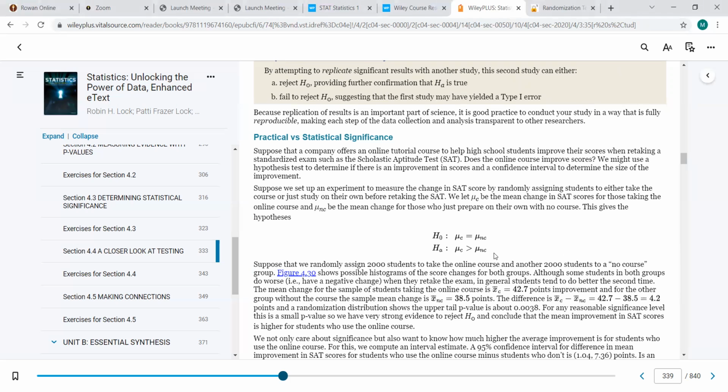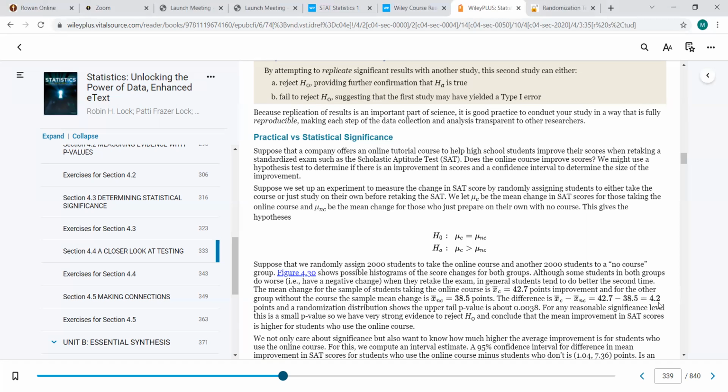Now, let's say you do a sample, people who took the course, people who did not take the course, and you see that for people who took the course and repeated taking the SATs, they got a 42.7 point increase in their score on average. Suppose for people who did not take the course and repeated the SATs, they got a 38.5 point increase. So how much better did the course on average do than not taking the course in terms of improving your SAT scores? Only a 4.2 point difference between the two.